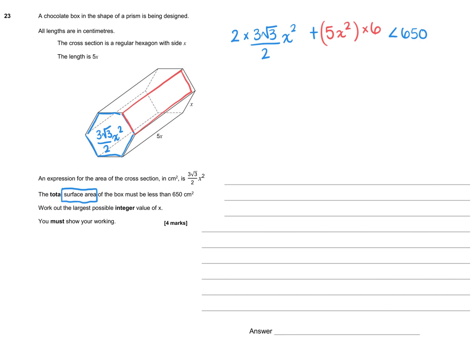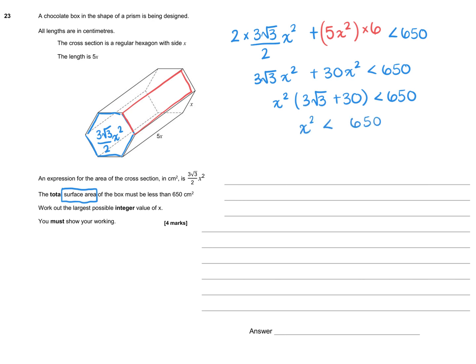So let's do some maths and clean this up. Those 2s are going to cancel each other out, and now we have 3 root 3 x squared. 5 times 6 is going to give us 30, so plus 30x squared, and that has to give us a number that is less than 650. If we go ahead and try to add this together, or if you want to, you can factorize out an x squared. Depending on how you're thinking about this, it's fine. So we're looking at 3 root 3 plus 30. We want to find out when that is going to be less than 650. So I can divide both sides by my bracket. So x squared is going to be less than 650 divided by 3 root 3 plus 30.